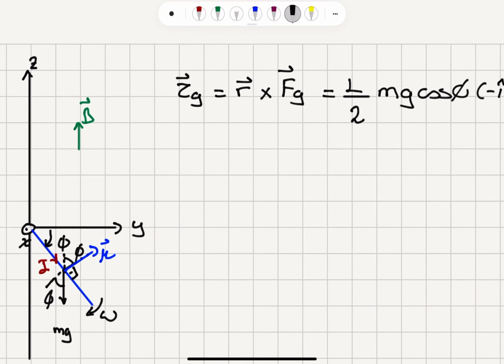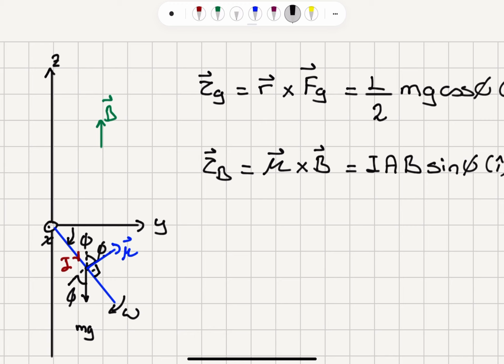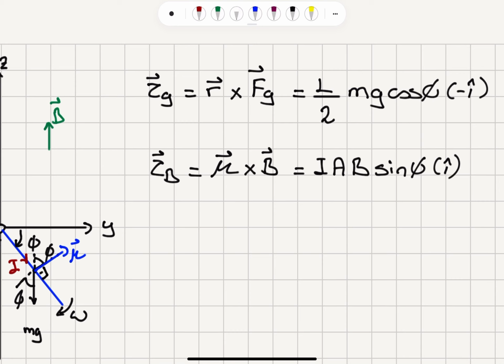On the other hand, we have the magnetic torque. The magnetic torque comes from the cross product of the magnetic moment with the magnetic field, mu cross B. The magnetic moment is the induced current times the area A, multiplied by B. What is the angle between the magnetic field and the magnetic moment? That is this angle phi. So this is sine phi in the i-hat direction. Using the right hand rule for mu cross B, four fingers of the right hand point in the direction of mu, curl towards the magnetic field. The thumb points out of the page in the plus i-hat direction.